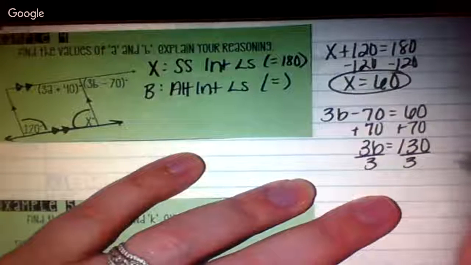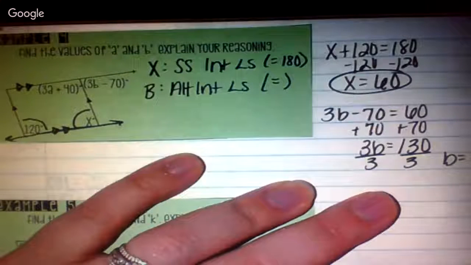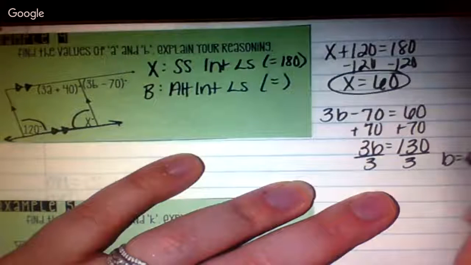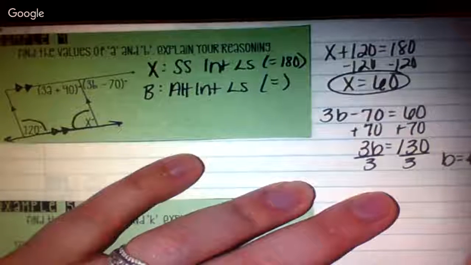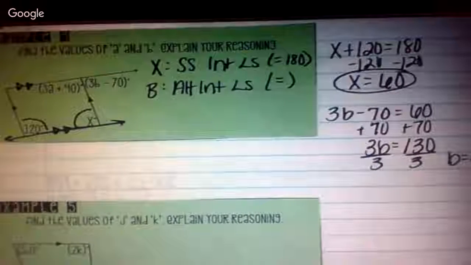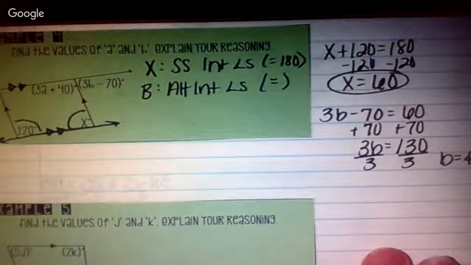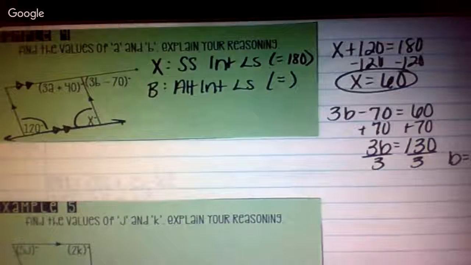So B equals 43.3 repeating. Remember, if I draw that little line over the 3, it means the 3 is repeating. That means it repeats over and over and over again. 43.3 repeating. It never ends. It's a life cycle.